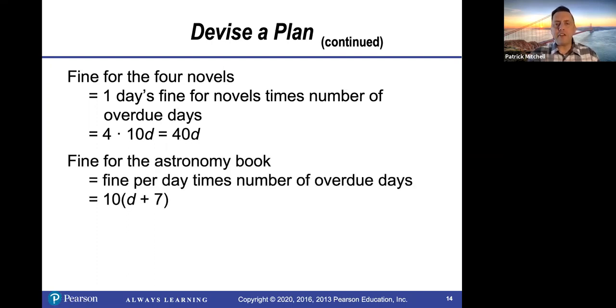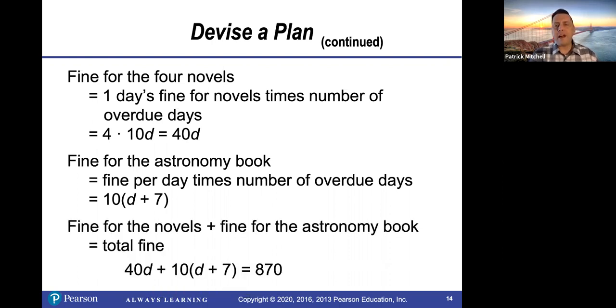The fine for the astronomy book is the fine per day times the number of overdue days, which is 10 times D plus 7. The fine for the novels plus the fine for the astronomy book is equal to the total fine, and that's what gives us our equation. Here's the fine for the novels. Here's the fine for the astronomy book. Here's the total fine. Notice that it's written in cents, 870 cents. So now we just solve this equation.